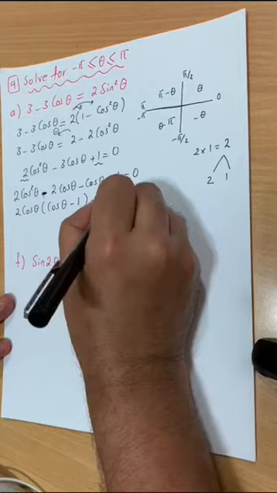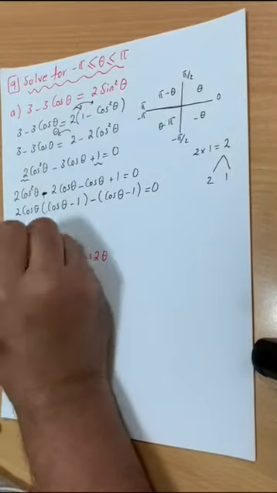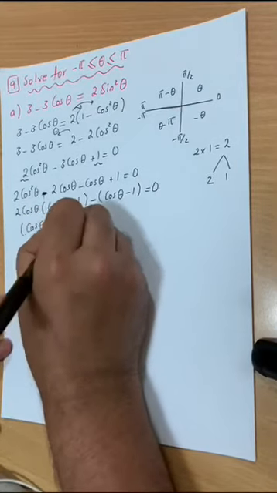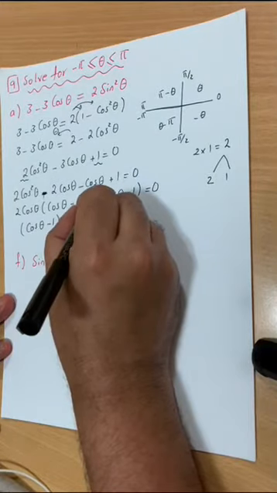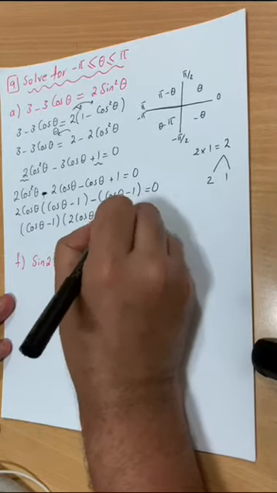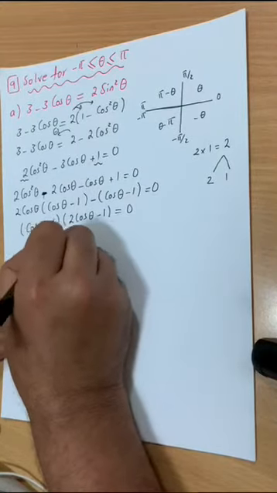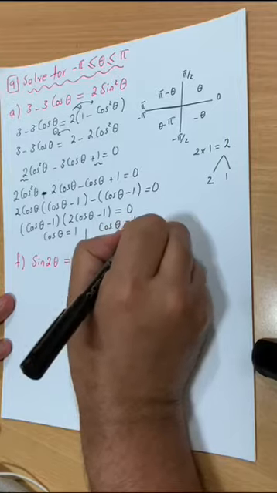So you have cosine theta minus 1 equals 0. We have two expressions now. Cosine theta minus 1 as a common factor and 2 cosine theta minus... So what is the number which is left here? It's 1 equals to 0. So we'll find two equations: cosine theta equals 1 and cosine theta equals half.